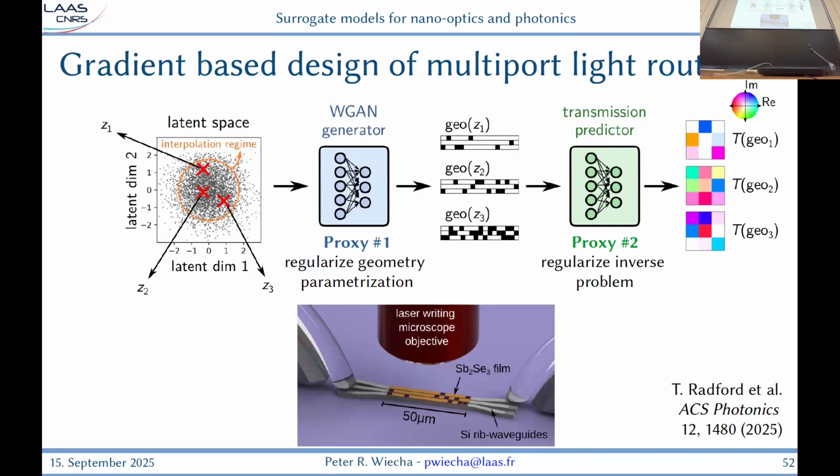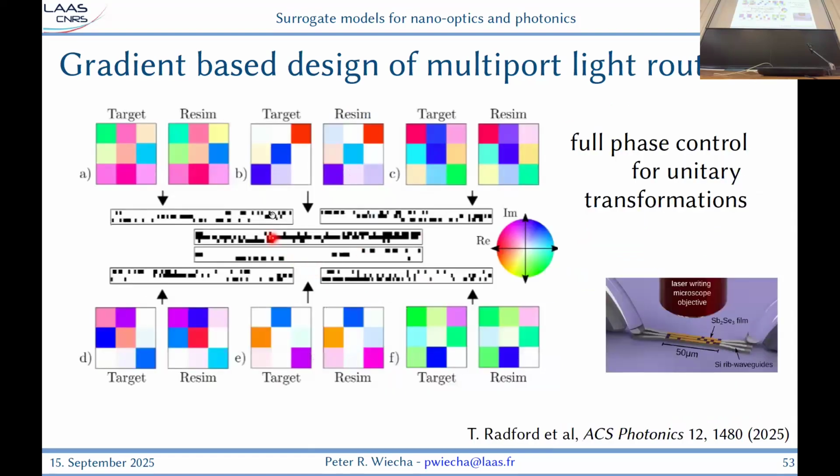Okay, so the idea was, like I showed before, that we have a generative model that generates these structures, which are predicted then by a physics proxy model, I would say. And the combination of these two proxies regularizes the geometry parameterization, the first one, and the second one regularizes the inverse form. And this allowed us to really define any unitary transmission matrix for phase and amplitude control at the same time.